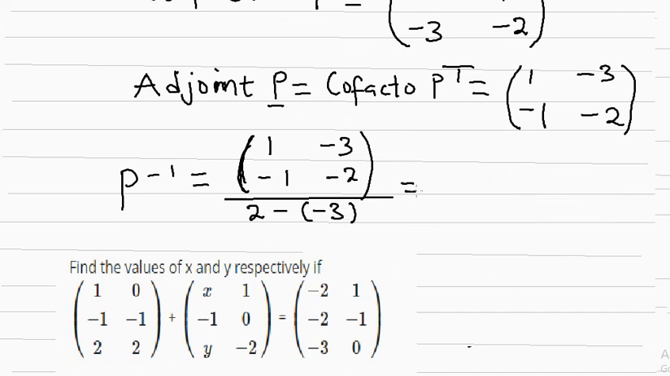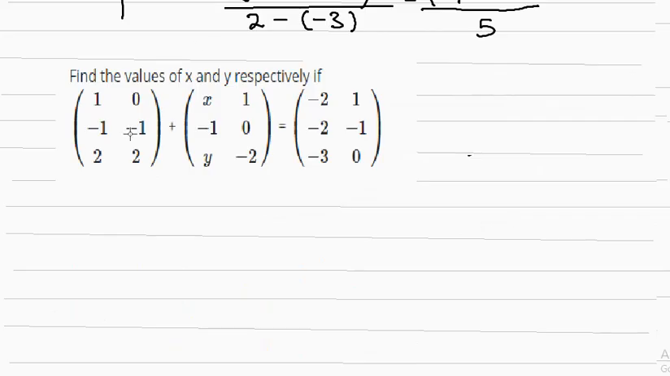Okay, so this is going to be 1 minus 3 minus 2, 1 minus 3 minus 1, then minus 2, divided by, of course, this is going to be 2 plus 3, which is 5. All right, so we can now write the final answer.